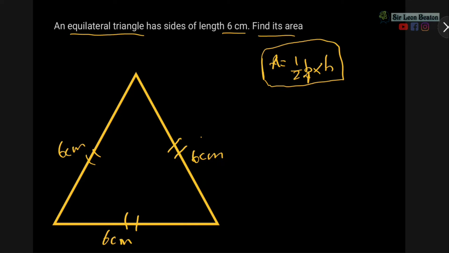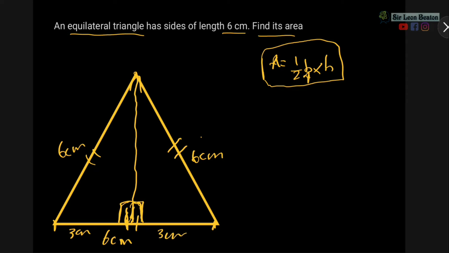They did not give us the vertical height of this triangle. So what we need to do, if we draw a line from the center straight down here, that will give us the height of the triangle. And if we look at the shape, we can see that this equilateral triangle is now split into two right angle triangles. And since it's equilateral and it's split into two, that means from here to here would be 3 cm, and from here to here would be 3 cm.